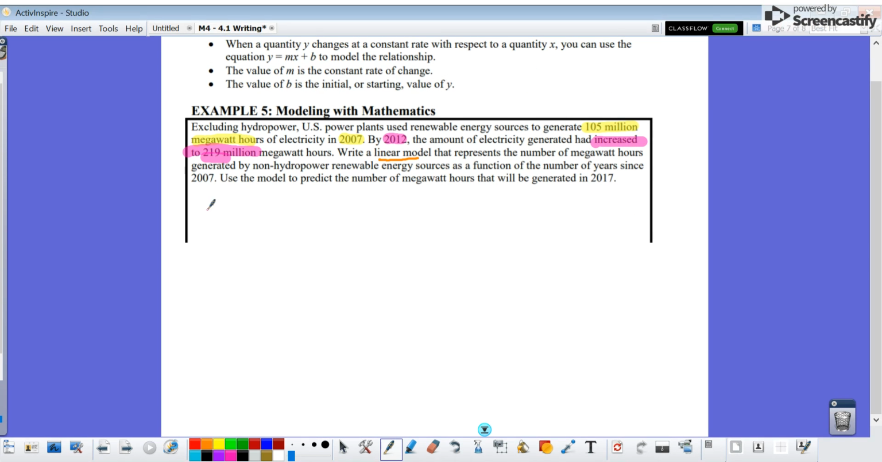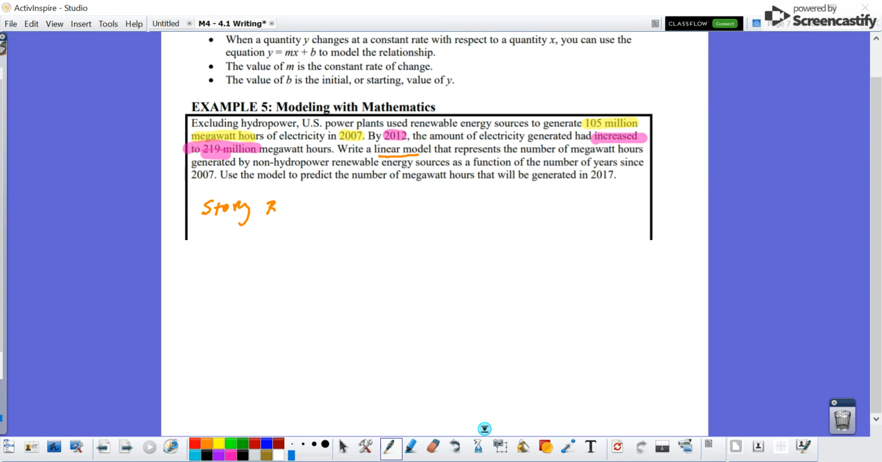relevant to the scenario. But we're doing it since the story began. So here's what we have. The story begins in 2007. So in 2007, that's when the story begins. That is what we're going to call year 0. In our story, it's year 0. So in year 0, let's see, how many were there? 105 million megawatt hours. I'm just abbreviating there. I'm going to leave that as 105. I'll add the millions back in at the end.